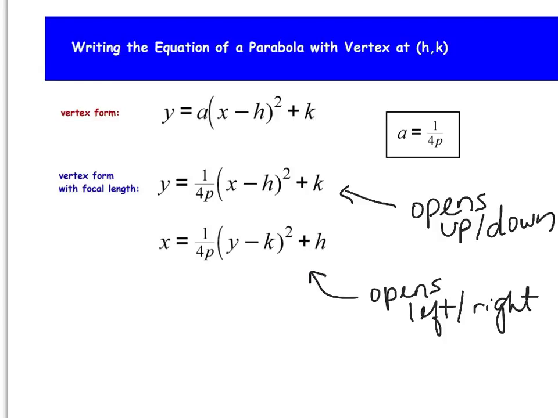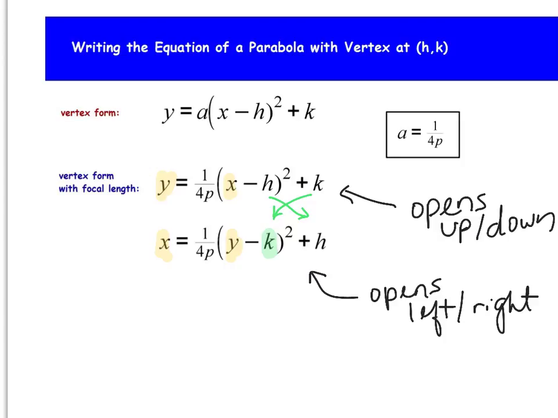I want to point out some differences with this second equation. Notice we do change the x and the y. So just like a regular inverse, we switch those places. But notice that with the y, the k, so that's the y coordinate of the vertex, stays with the y. So you can think of it as these two have switched places as well. When we get to some problems that involve parabolas opening left and right, I'll point that out again.